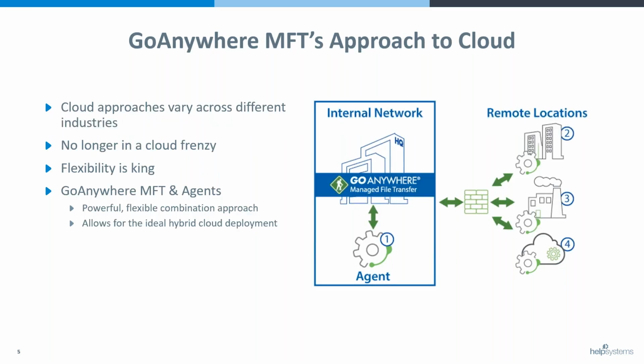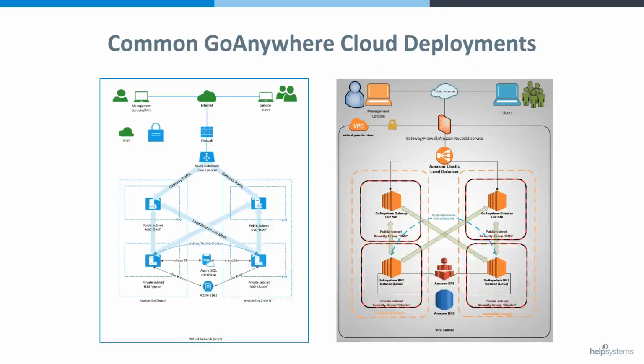So this hybrid cloud model is really what's emerging, and ultimately, what's super exciting about GoAnywhere, in addition to the cloud connectors, is the fact that we're able to provide this ideal hybrid cloud deployment that allows you to be very flexible in your deployment. So GoAnywhere MFT could be on-prem, it could be in the cloud, and if it's on-prem, having an agent out in the cloud, or on the flip side of that, an agent on-prem, if MFT is in the cloud, that's going to give you the ultimate flexibility to allow you to integrate between cloud and on-prem.